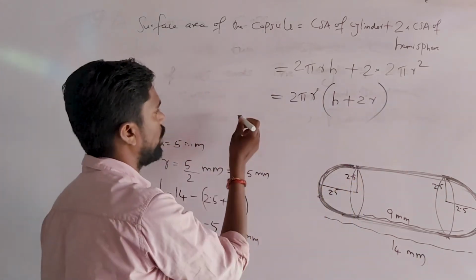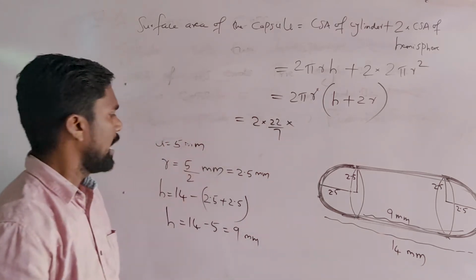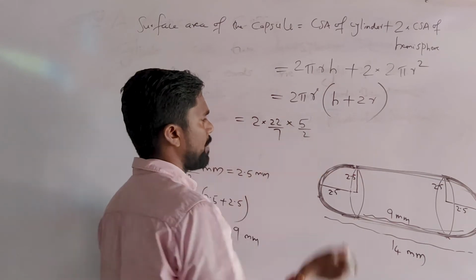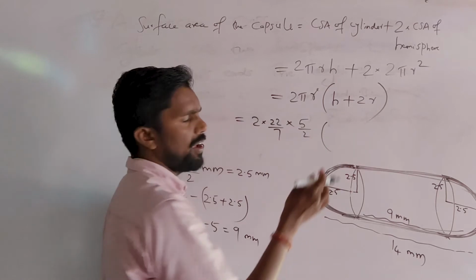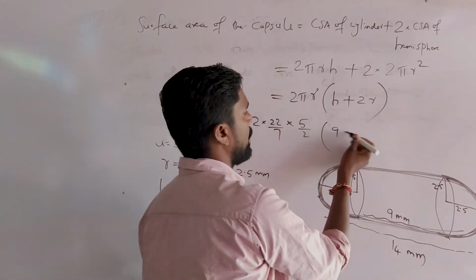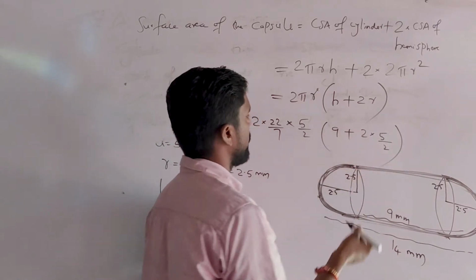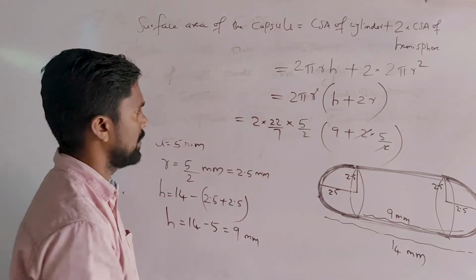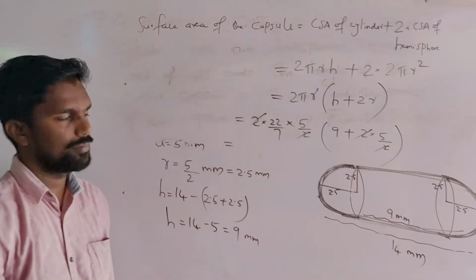That is equal to 2 into 22 by 7 into radius 5 by 2, otherwise 2.5, into h plus 9 plus 2 into 5 by 2. That is, 2 cancelled.